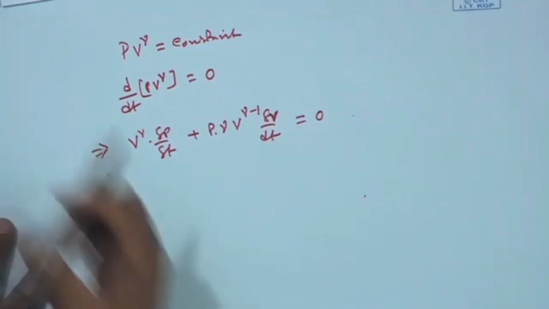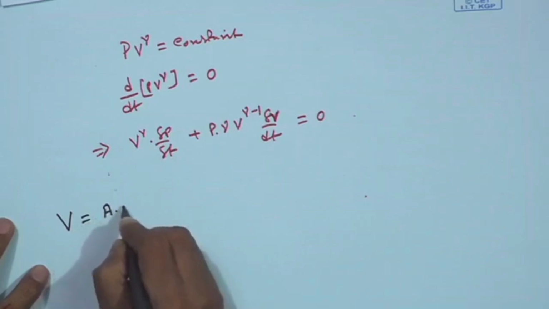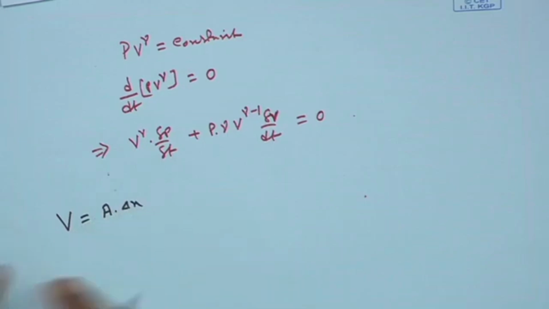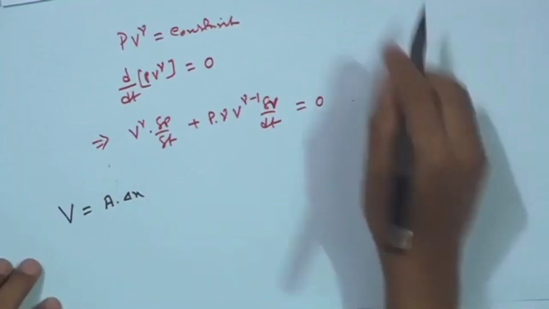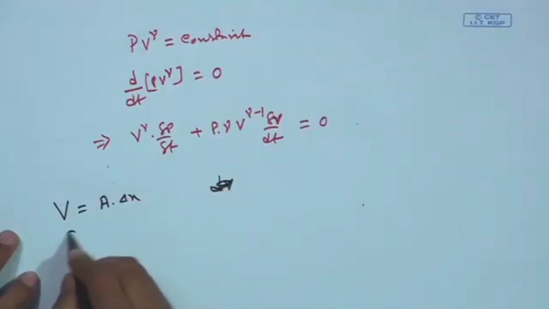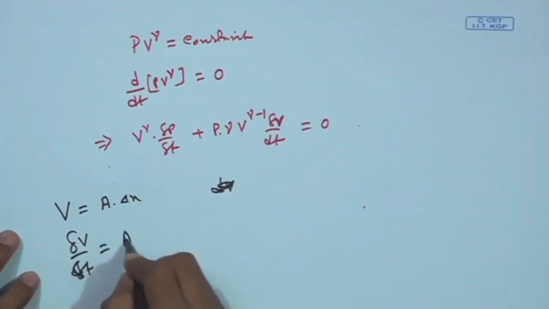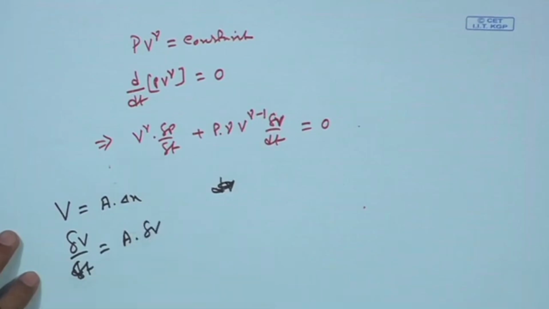Now, what is V? Volume is nothing but cross sectional area A into del x. So for the cube, the volume is the cross sectional area in the y z plane, del y into del z, into del x. Now, del V by del t is nothing but A into del x by del t, which is del V.